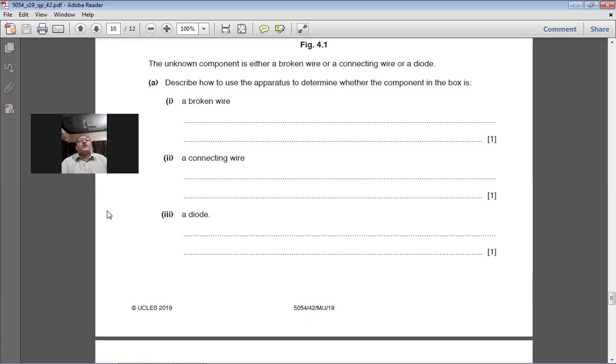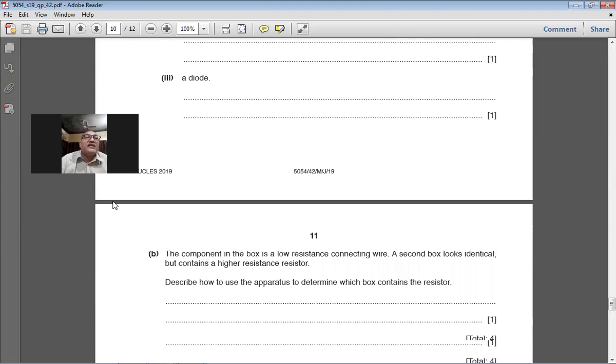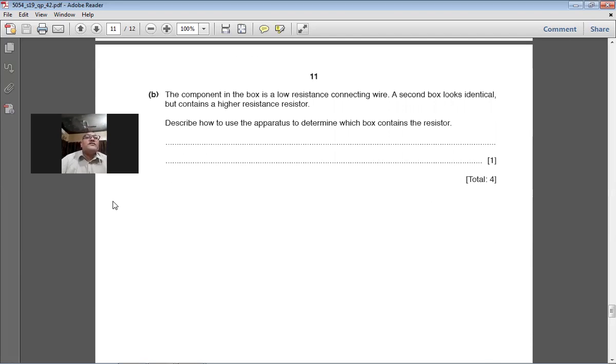Okay, because the diode lets the current flow only in one direction. If the current tries to flow in the opposite direction to the arrow of the diode, the diode's resistance will become very high and it will not let the current flow through it. Then in the B part, the components in the box: one is a low resistance connecting wire. A second box looks identical but contains a higher resistance resistor. Describe how to use the apparatus to determine which box contains the resistor.